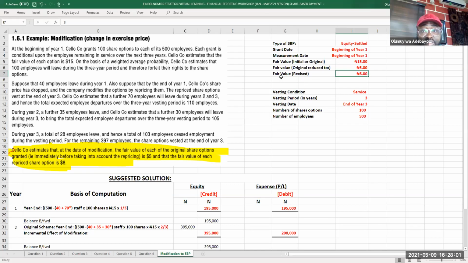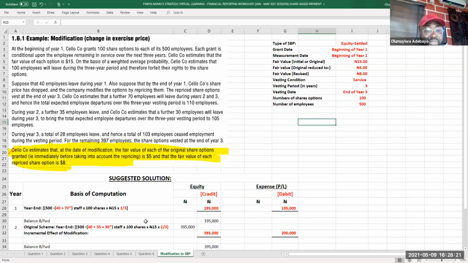But the revised option that is now to be issued is now 8 in order to compensate, which means there will be additional cost to the employer. Therefore, the difference between these two is what matters to us now. Incremental is the difference between the revised, which is 8, and the reduced value of the original, which is 5. And therefore, the incremental here will use the same information as we have here.